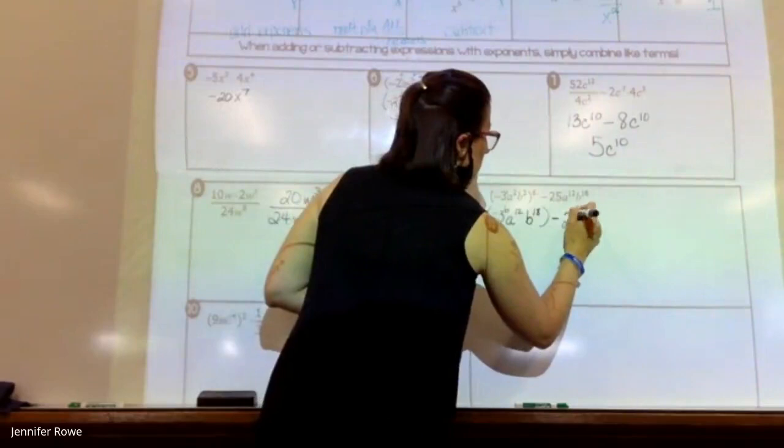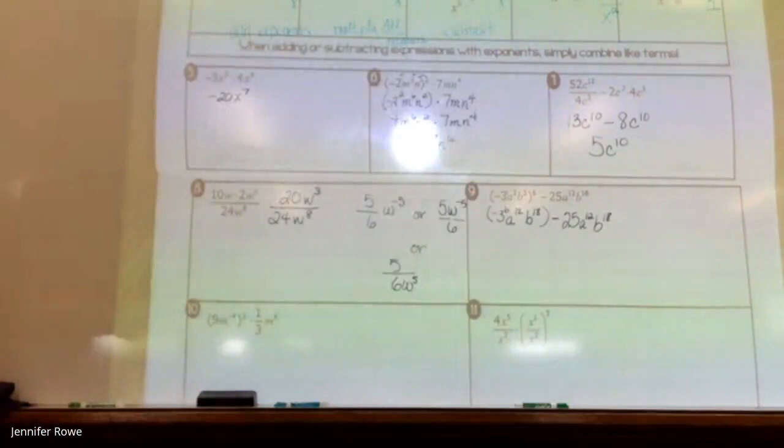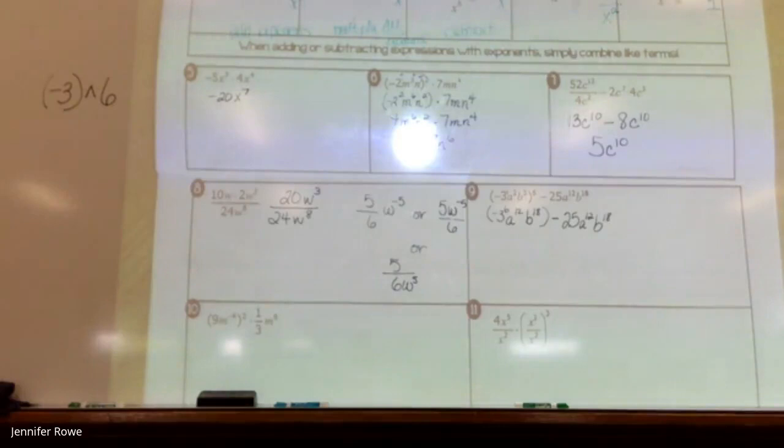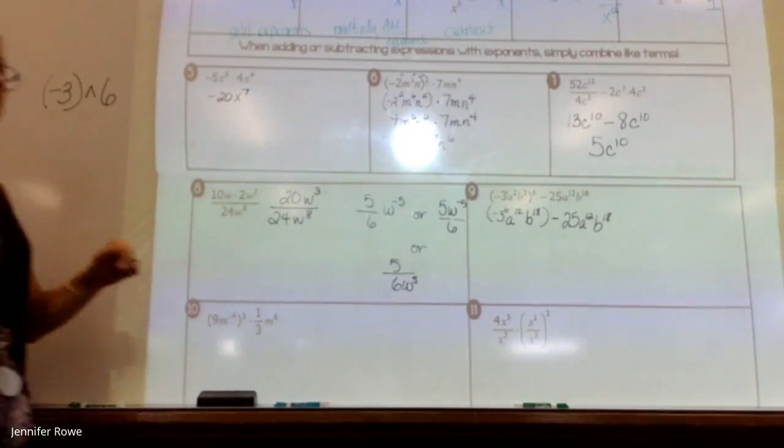Okay, what do you want me to do next? Yeah, I need to figure out what that coefficient is. Using your calculator, make sure you use parentheses. So this is going to be parentheses, negative 3, parentheses, caret 6. Without those parentheses, it's going to tell you it's negative every single time, and it shouldn't be, because this is a positive number, so it should be a positive answer. Tell me again one more time, 700 something. 729. 729? Yeah. Everybody's okay with that?